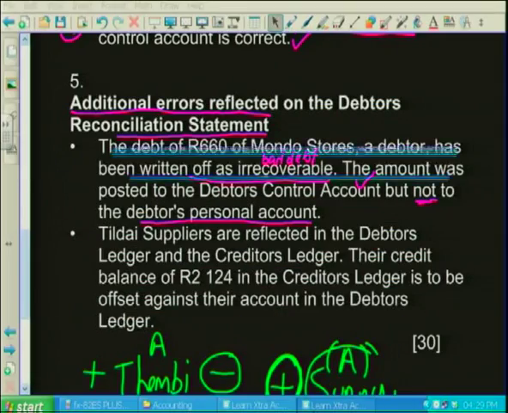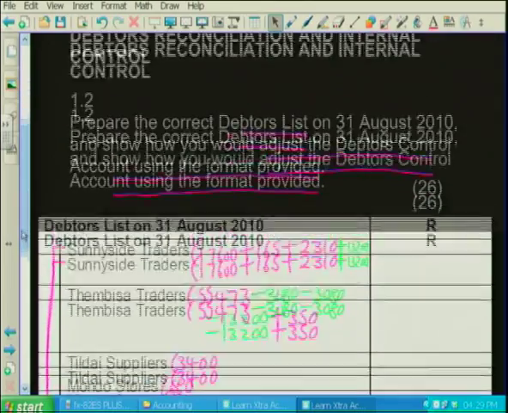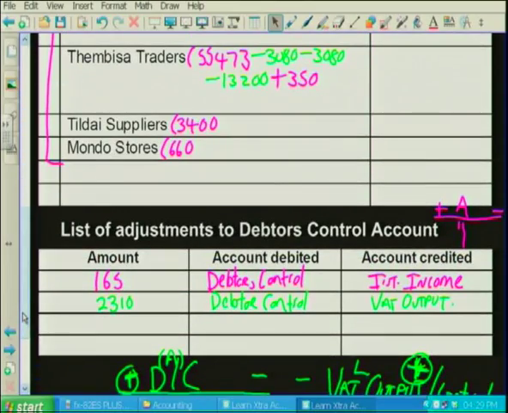So let's now go to our debtor's list. Okay, your debtors list, we're looking at Mondo Stores. They were owing us 660, but we now cannot recover the 660, so we decide to write it off as a bad debt. So all we're doing is subtracting 660, so Mondo Stores owes us absolutely nothing. It's not worth us keeping him or keeping this business in our records as debtors. Right, back to our question.